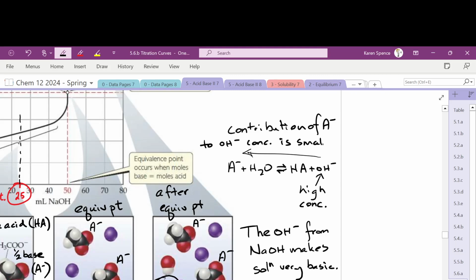And if you don't really get that part of it, it's okay, as long as you're just like, I've got OH from the NaOH and it just overwhelms everything, and that's what's causing the high pH. This is the key point. If you understand that bit up above, that's good. But the key point is that after the equivalence point, the OH is what's making it very basic, and you can just ignore the weak base at that point, okay?